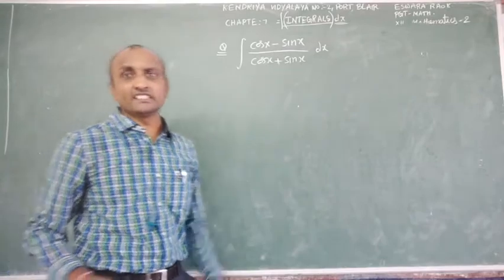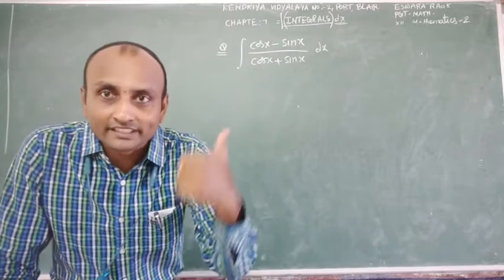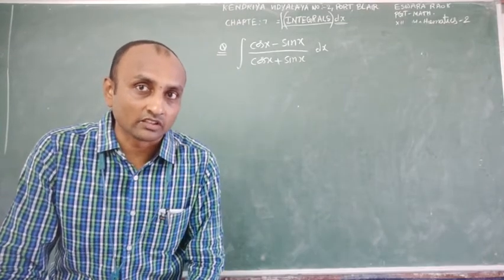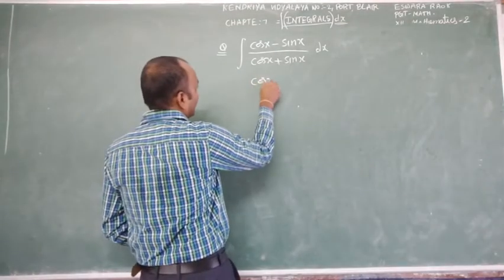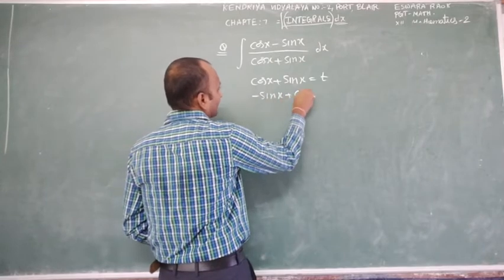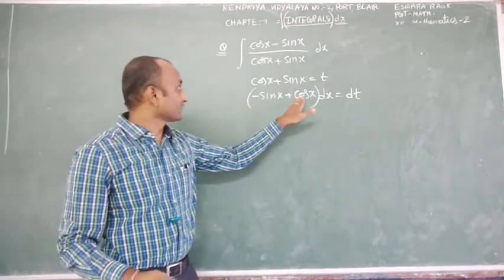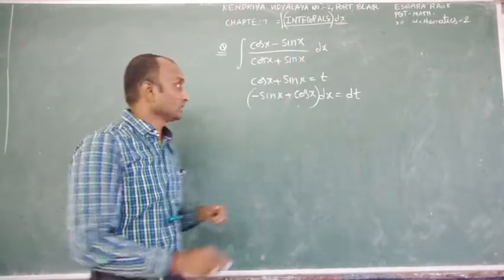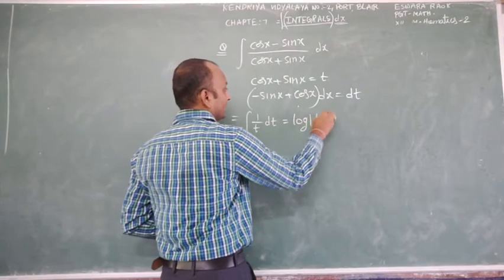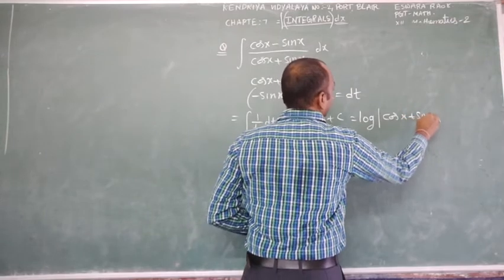If I take the denominator as t, immediately the denominator's derivative must run in your mind. What is the derivative of cos x plus sin x? Cos x derivative is minus sin x, plus sin x derivative is cos x. So if I take cos x plus sin x as t, then dt is minus sin x plus cos x into dx. Am I succeeded or not? Check. Minus sin x plus cos x is present here. So succeeded. This can be written as integration 1 by t into dt, which is log mod t plus c, which is log mod cos x plus sin x plus c.